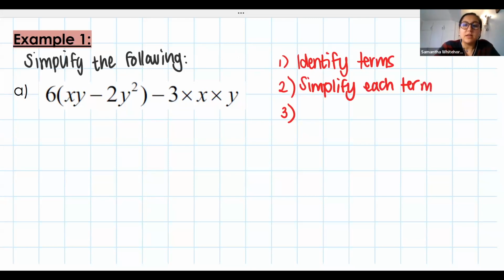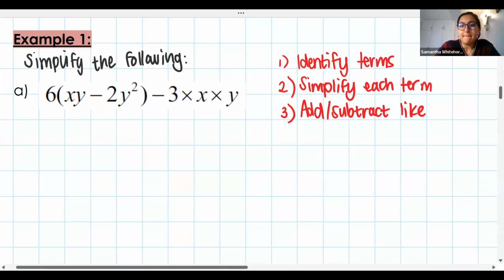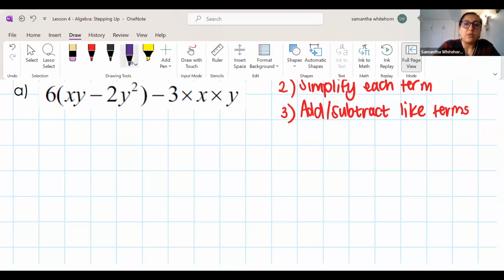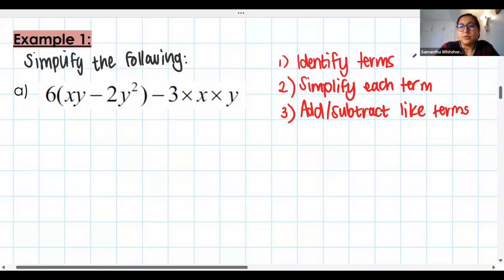And once we've done that, we want to add and subtract our like terms. That's then simplifying the whole expression. All right, so if we can do these 3 things, we should be able to simplify any algebraic expression we have been given.